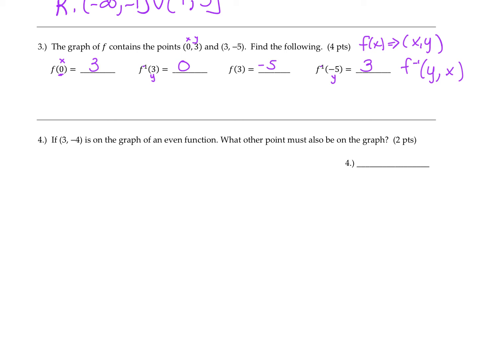If 3, -4 is on the graph of an even function, what other point would be on the graph? So even functions are symmetric with the y-axis. So if I think about this point is at 3, -4, and I was thinking about symmetry, it would move to over here. So it would move to -3, -4.